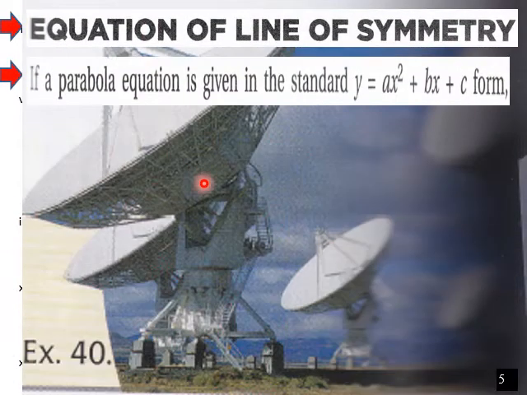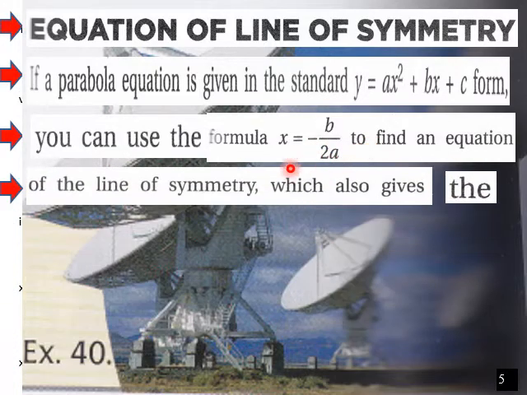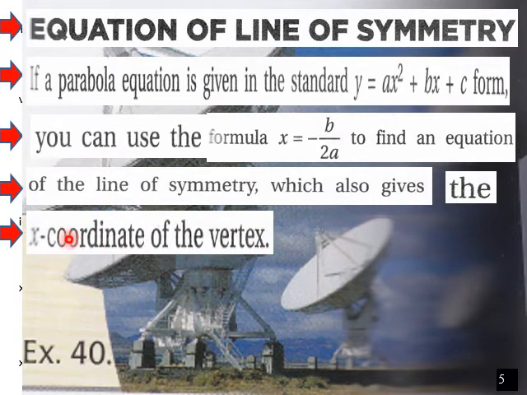The equation of a line of symmetry of a parabola whose equation is given in standard form: you can use the formula x equals negative b over 2a to find an equation of the line of symmetry, which also gives the x-coordinate of the vertex. So this is your x-coordinate of the vertex here, negative b over 2 times a, and then that will give you your x-coordinate of the line of symmetry.